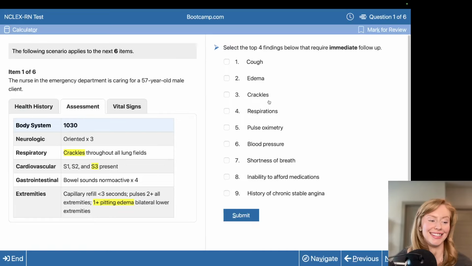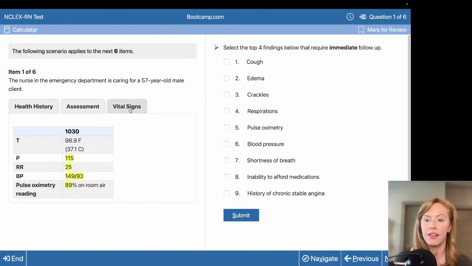Crackles. Okay, Jackie says crackles. Yes, I agree with you. So yes, when you hear crackles, that means something is happening in the lung that's interfering with gas exchange. And we have evidence of that, right? We've got a low pulse oximetry reading. So these crackles tell me something's happening that's impairing his respiratory status.